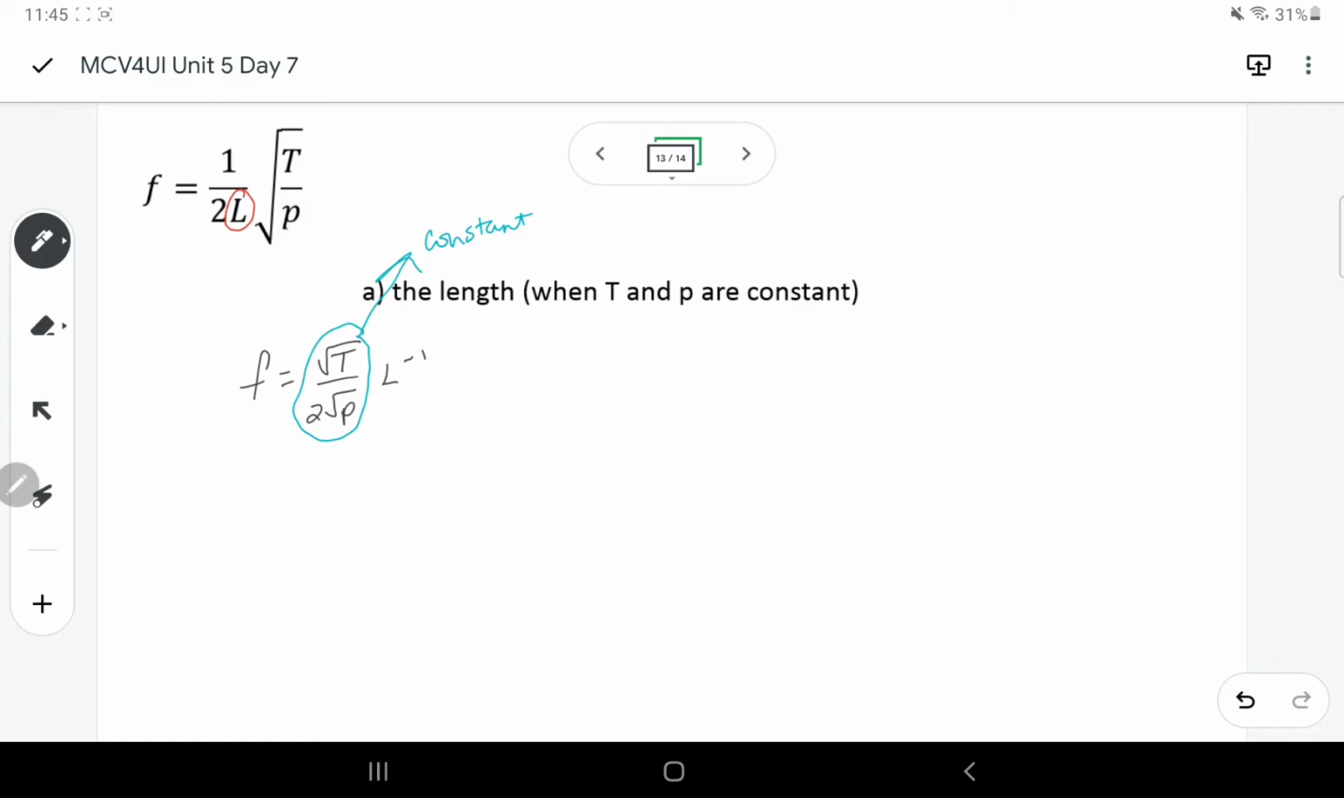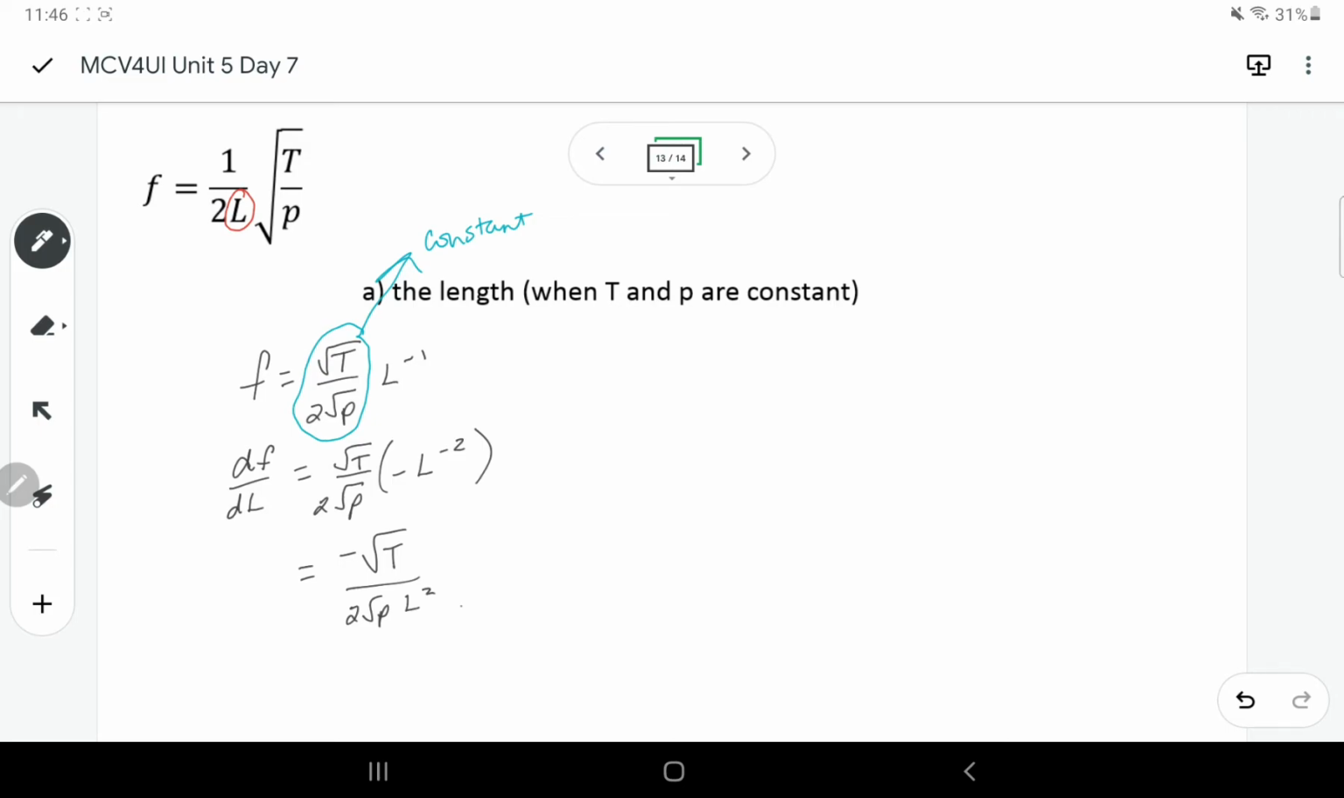Now we're going to find the derivative of the frequency in terms of L. So I'm going to do df/dl, which would be this constant times negative L to the negative 2. So the derivative of the frequency in terms of the length would be negative root T over 2 root P, assuming those were constants, times L squared.